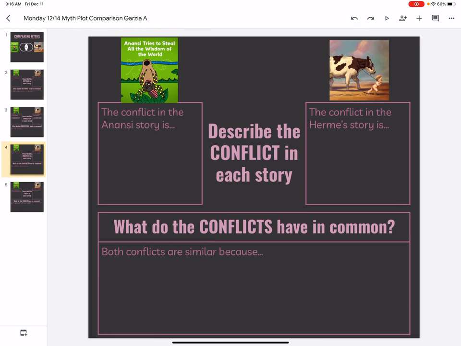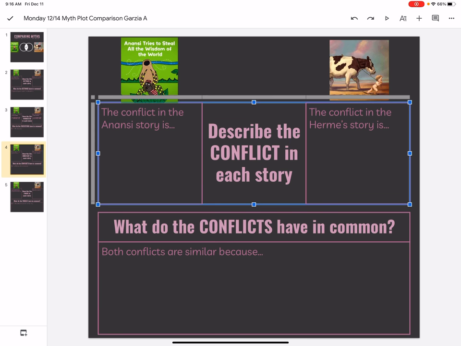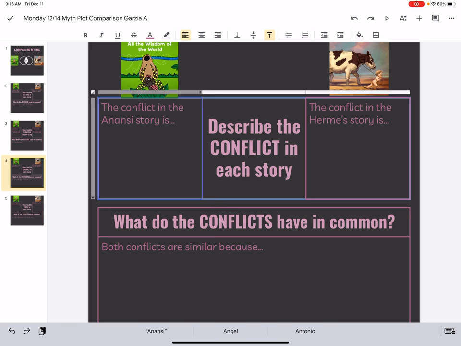Next, we're talking about conflict. Describe the conflict in each story. We have our sentence starters. The conflict in the Anansi story is, the conflict in the Hermes story is, fill in the blank. What do the conflicts have in common? Both conflicts are similar because, and you're going to explain how they are similar.